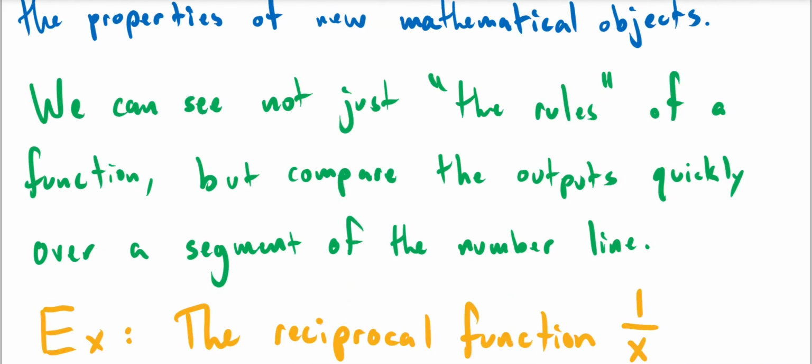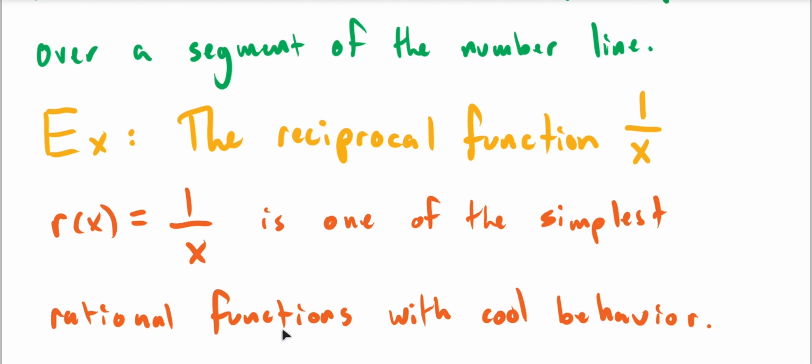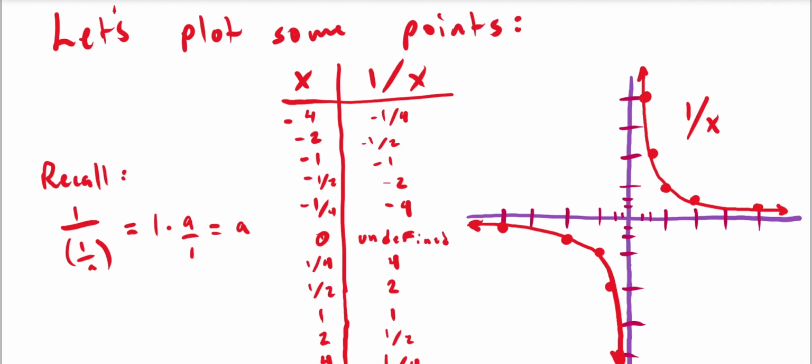Let's look, for example, at the reciprocal function 1 over x. This function takes in x and gives you its reciprocal, unless, of course, your x happens to be 0. It's one of the simplest rational functions, which are ratios of polynomials, that gives us some cool behavior. To see what it looks like, let's plot some points.